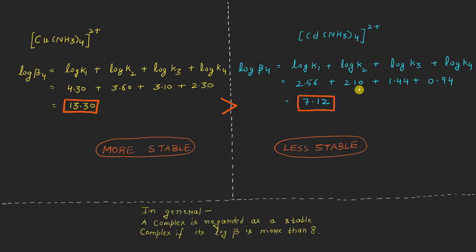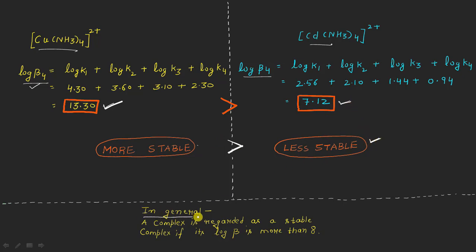And finally, let us talk about the overall values here, which are 13.30 for the log of beta 4 for this copper complex, and 7.12, that is the log of beta 4 for this cadmium complex, right? And at this stage, I think there is no need to tell you that, because it has a higher value of the overall stability constant, this will be more stable as compared to this complex here, which has a low value of the stability constant, so it will be less stable, right?